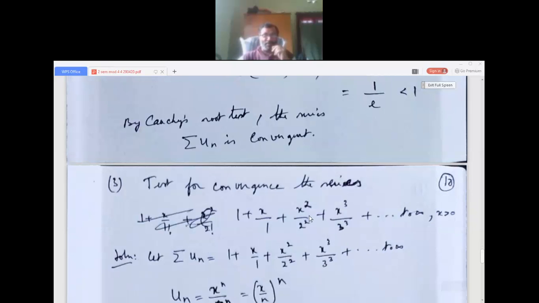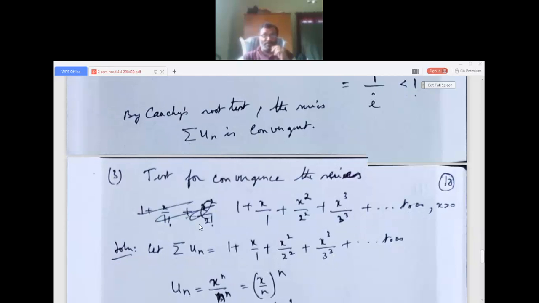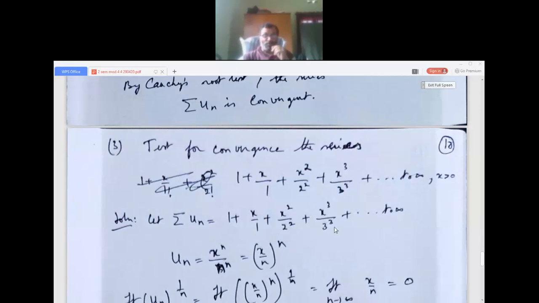1 plus x by 1, x squared by 2 squared, x cubed by 3 cubed to infinity, where x is greater than 0. So un equals the same series. What will be the nth term? If you take 1 as x power 0, leave it; whenever there is 1 plus x, we have already seen one problem before. So the first term is x power 1 by 1, the second term x squared by 2 squared, the third term x cubed by 3 cubed. So the nth term will be x power n by n power n, that is x by n whole power n, by the indices rule.